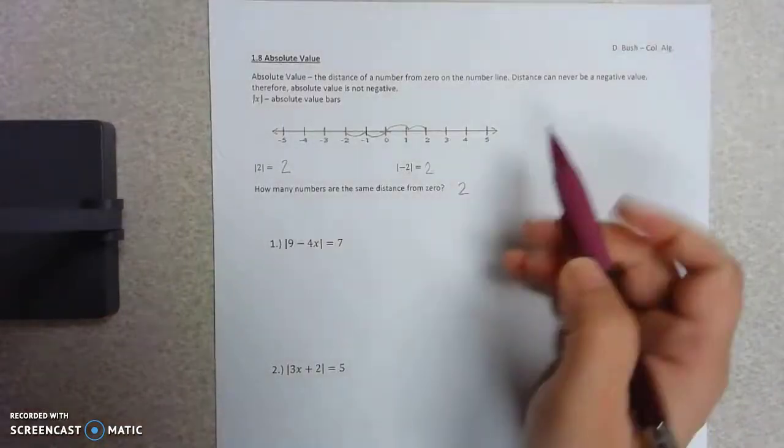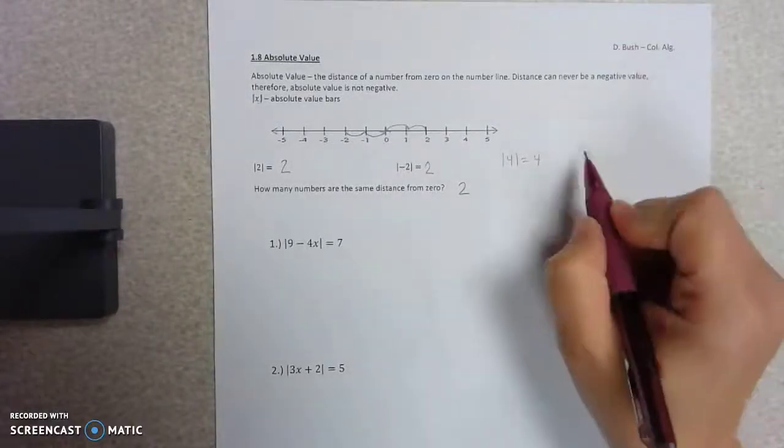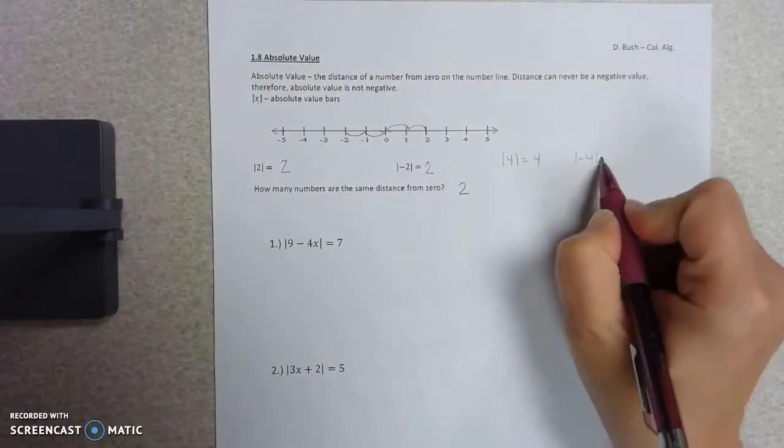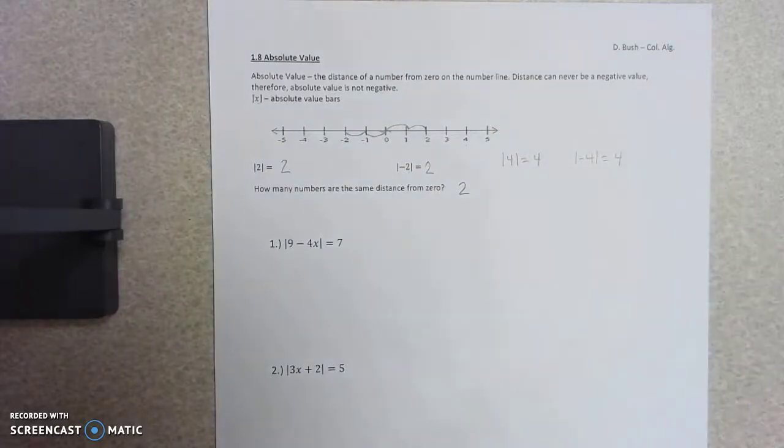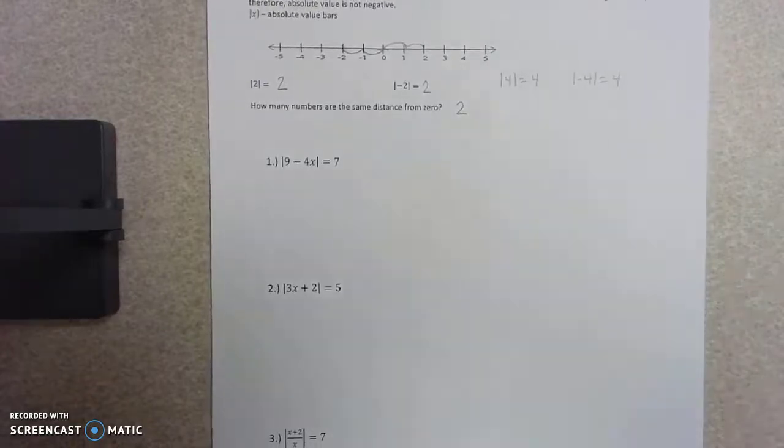If I picked the absolute value of 4, it is a distance of 4 from 0, and negative 4 is a distance of 4 from 0. So when you're solving absolute value equations, you have to consider that there are two values at the same distance, and therefore you're going to have to solve the equation twice.